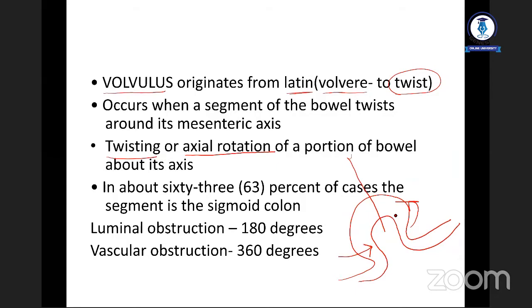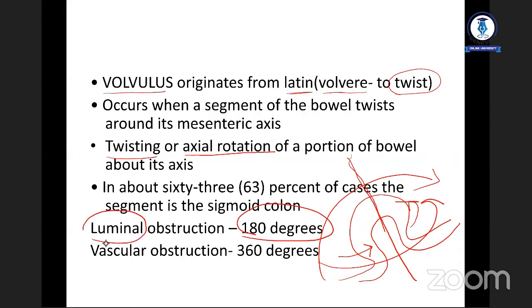For the time being, just remember this. There's twisting or axial rotation of a portion of the bowel around its axis. If this is the axis, the twisting may take place in the anti-clockwise direction or maybe in the clockwise direction. Most of the time, it is in the anti-clockwise direction. Now, you can very clearly understand that if there is twisting, there will be obstruction, right? The lumen will get narrow. So when there is 180-degree twisting, there is usually luminal obstruction. Luminal obstruction means the intestinal content cannot go through, but the blood supply is okay.